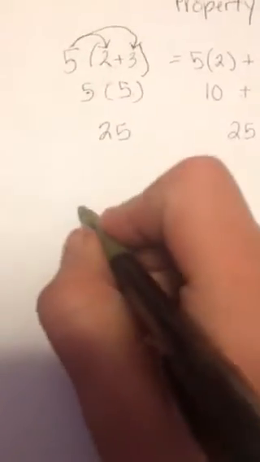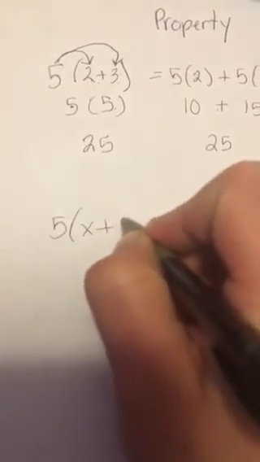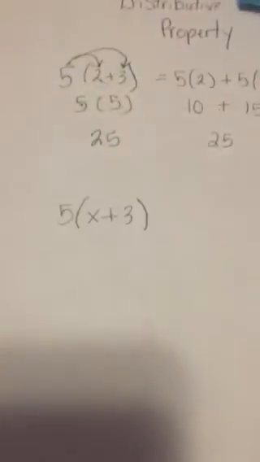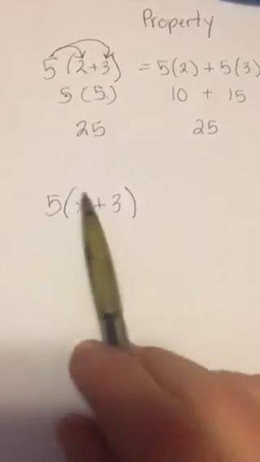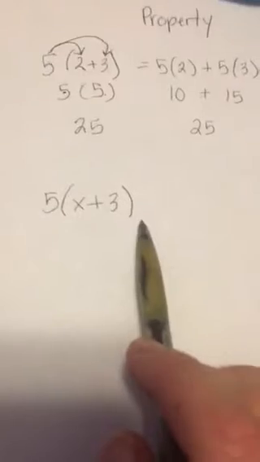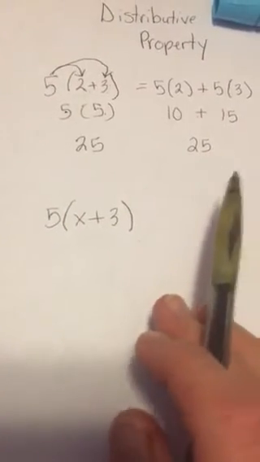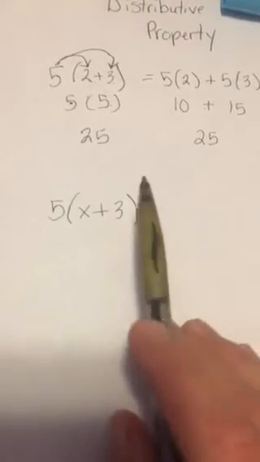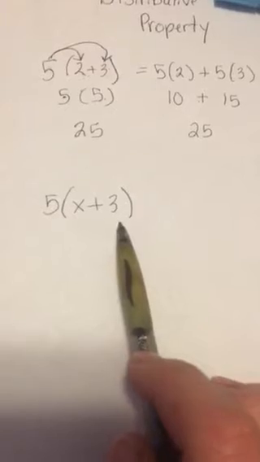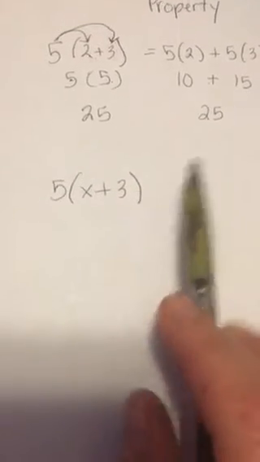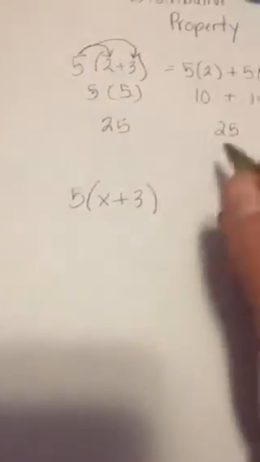Now let's do it with a variable. Let's say 5 times x plus 3. Now, you're going to want to use the distributive property when there are variables on the inside to get rid of the parentheses. We've been working with evaluating equivalent expressions. So a lot of times you're going to want to get rid of the parentheses so you can combine like terms. So let's use the distributive property on this expression.